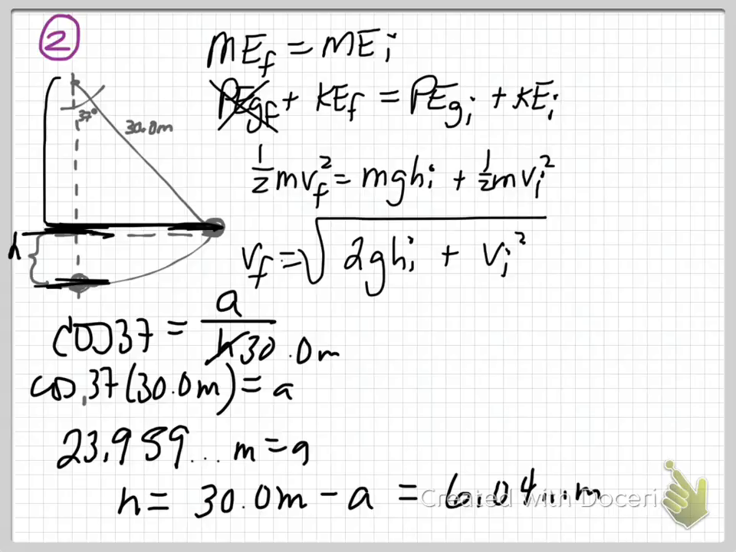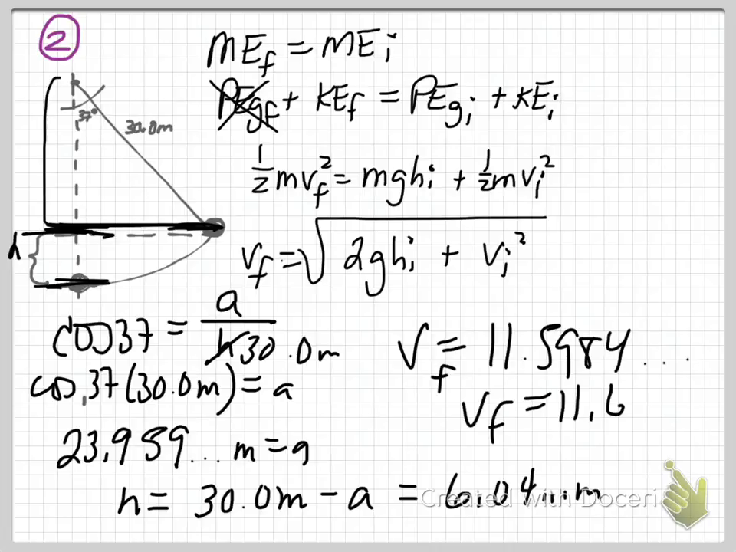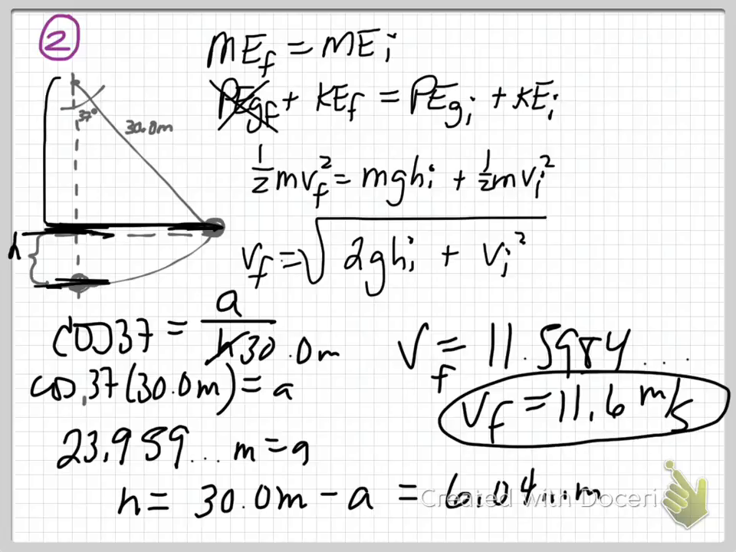Okay, yeah, on and on. What that gives you is a final velocity of 11 point, your raw is 5984, and so on. Final velocity is 11.6 meters per second, and you do have 3 sig figs.